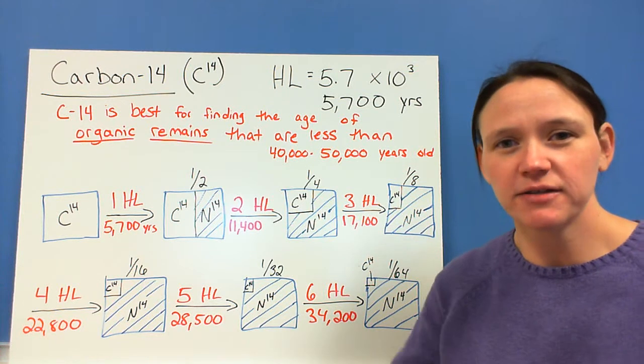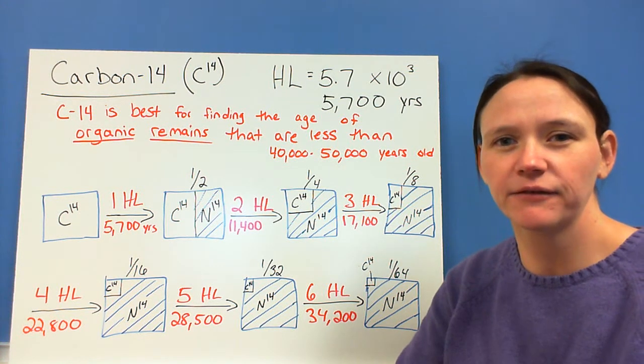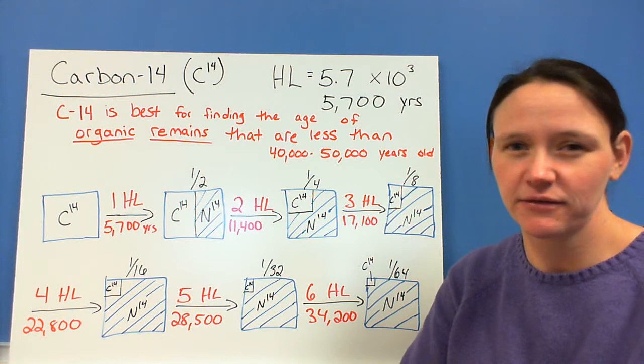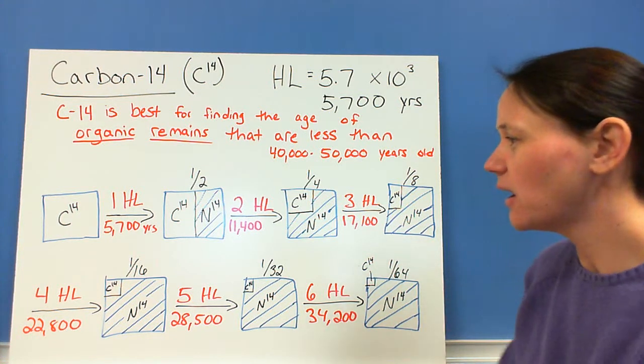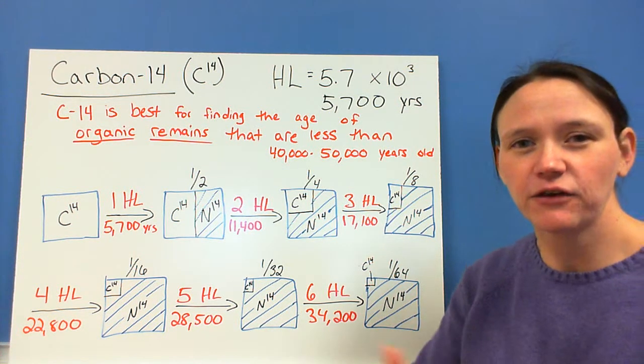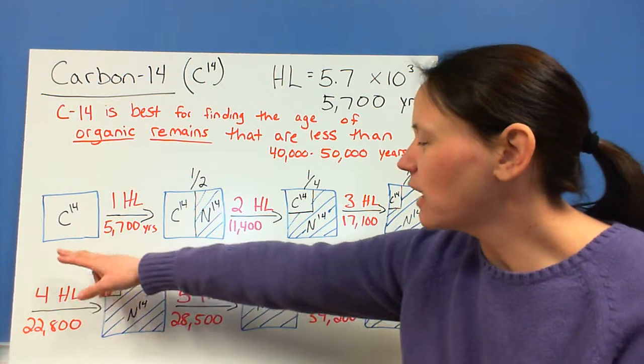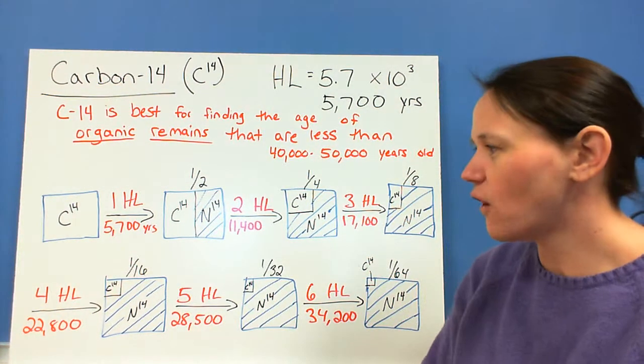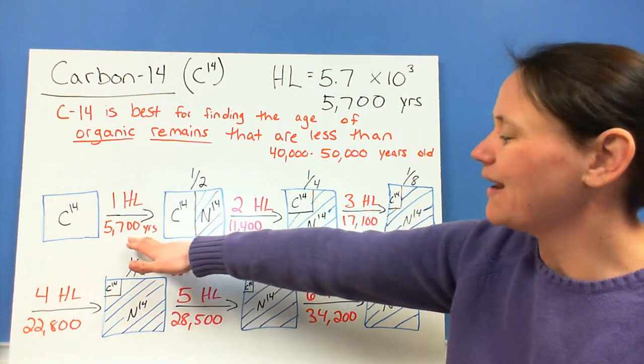When we think about the entire time span of Earth's history, 40 to 50,000 years is not very long at all. And we'll go through and take a look at why it's good for that range. So if we start off with a rock that has all of its carbon-14, it goes through one half-life.